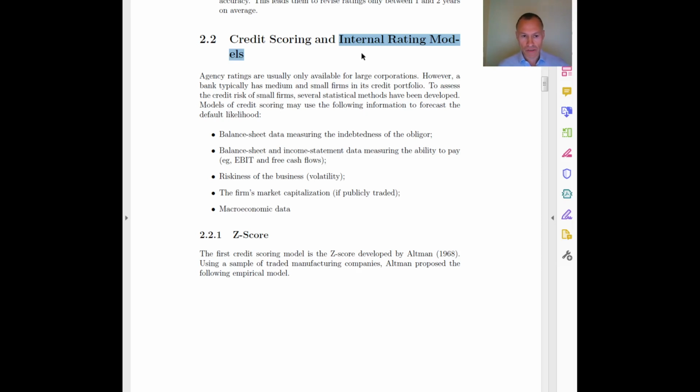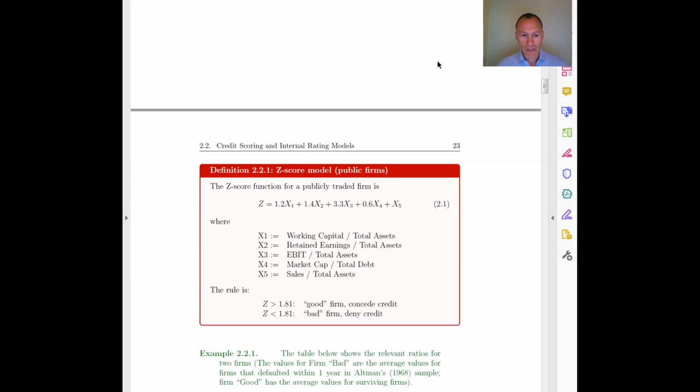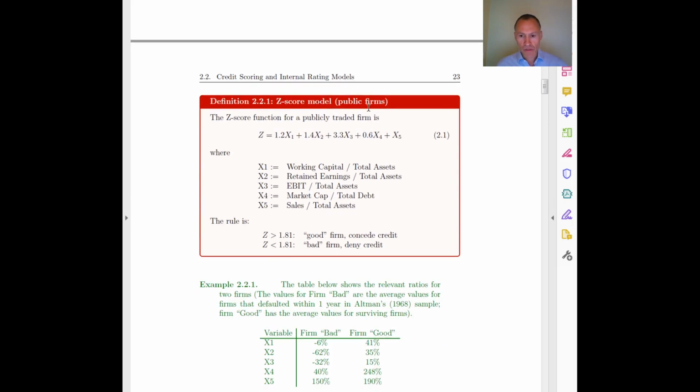So that's what this chapter is about, internal rating models. So the natural starting point is to use the information that we have on the firm, namely balance sheet and income statement information. So the first model to do this was developed by Altman in 1968. Then the model is this very simple model that you see here.